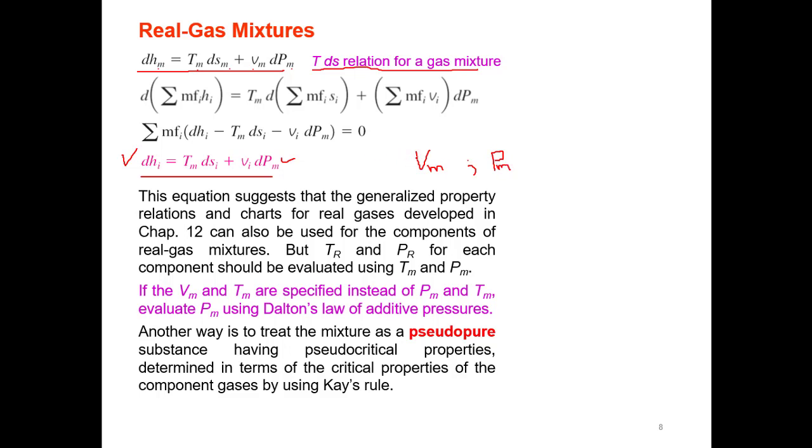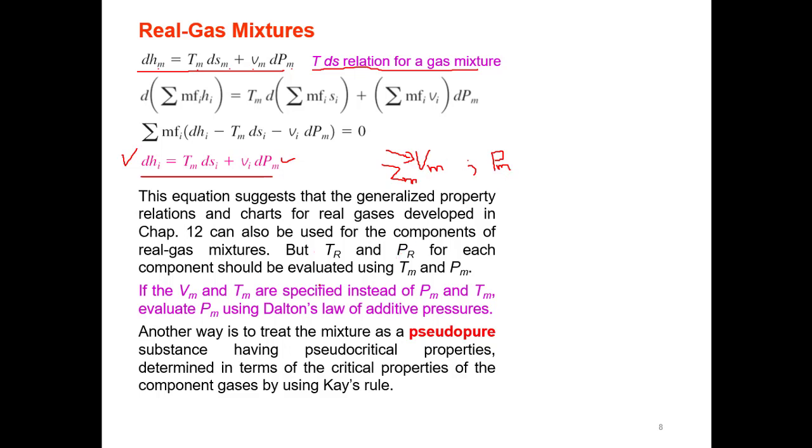Let's say we want to calculate the volume of the mixture using Avogadro's law. Then we have to calculate ZM, the compressibility factor for the mixture. And how do we calculate ZM? We just calculated an example in previous slides. We calculated how to find ZM for the volume of the mixture.